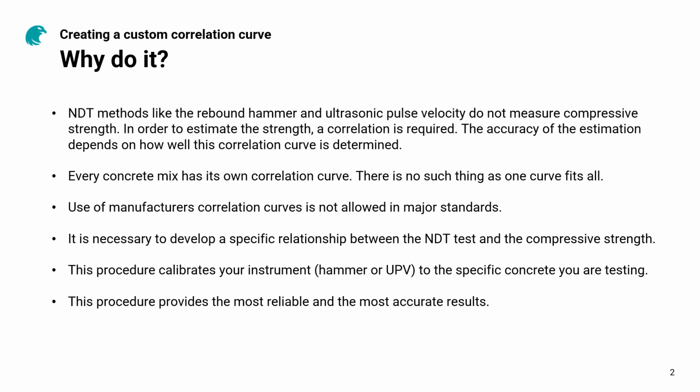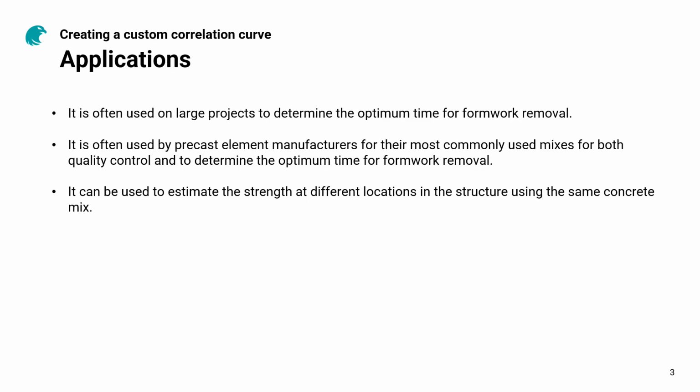This procedure calibrates your instrument to the specific concrete you are testing, and it provides the most reliable and the most accurate results. So what are some typical applications? Well, it is often used on large projects to determine the optimum time for formwork removal. It's also used by precast element manufacturers, both for quality control and also to determine when it is safe to transport the elements or for formwork removal. And of course, it can be used on site to estimate the strength at different locations in the structure using the same concrete mix.